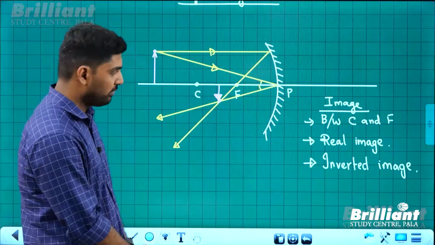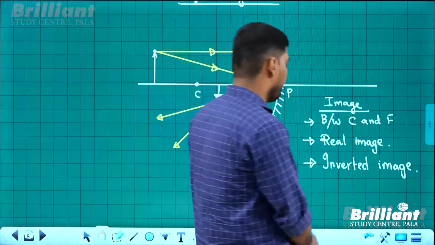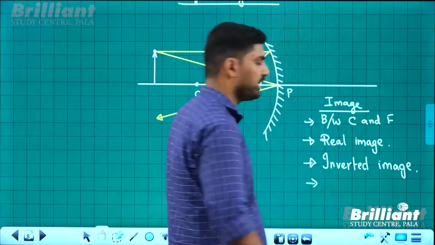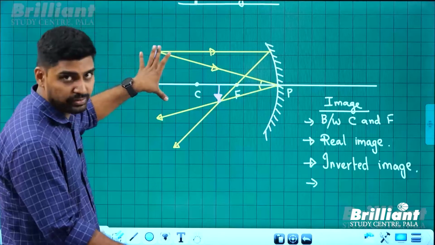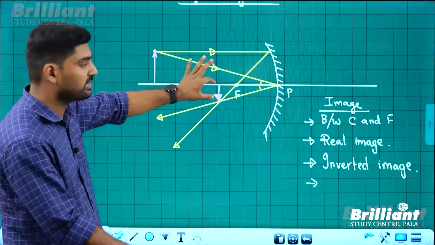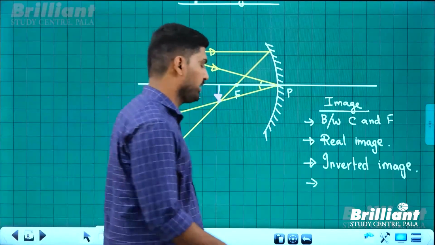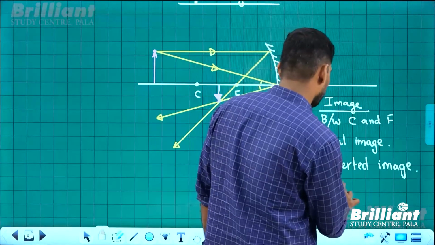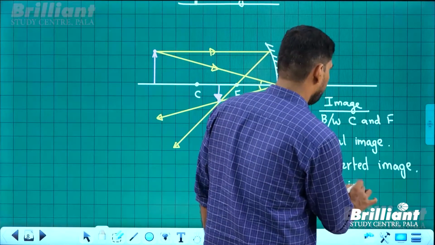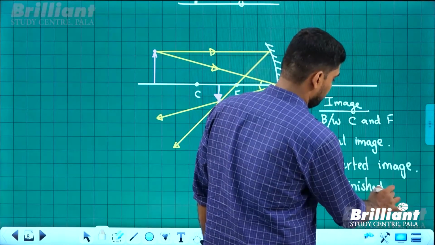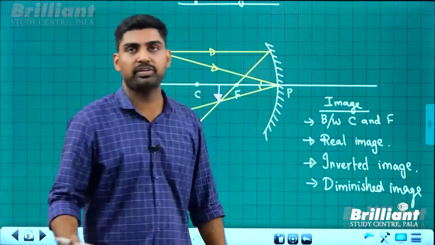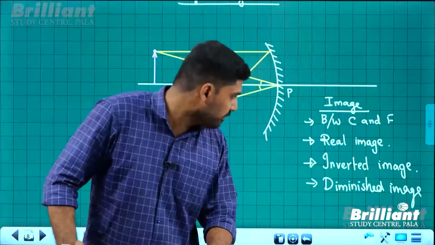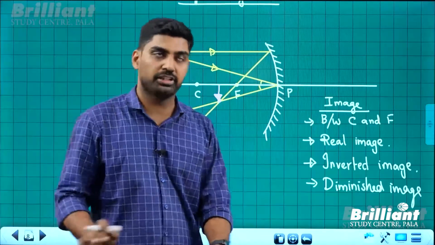So we have a real image, an inverted image, and what about the size of the image? You can see that the size of the image is smaller compared to the size of the object, right? If the size of the image is smaller, then we can call it a diminished image. So the image is formed between C and F. It is a real image, an inverted image, a diminished image.